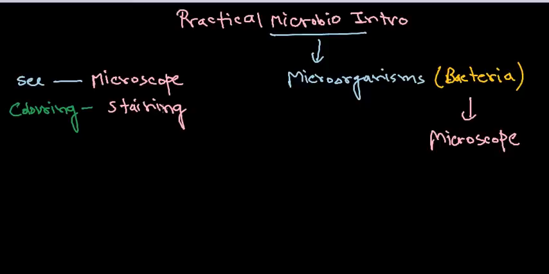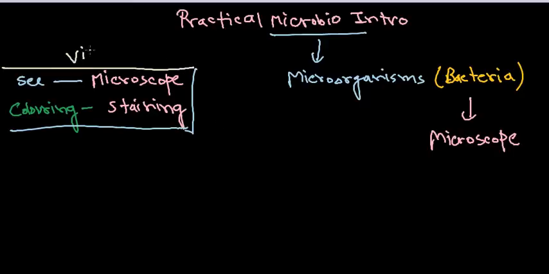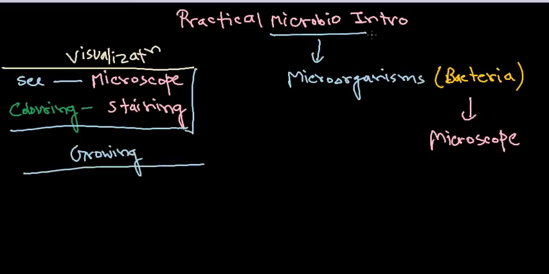Now once you visualize them, this is one side of it, so visualization. Except for that, you need to do many other tasks. For example, sometimes you need to not only see them, but you need to grow them, right? Because to understand them, you need to examine them, and for examining them, you need to grow them. So this is for seeing, visualization. Now we look at growing and growth. For the growth of microorganisms, you need to culture them.